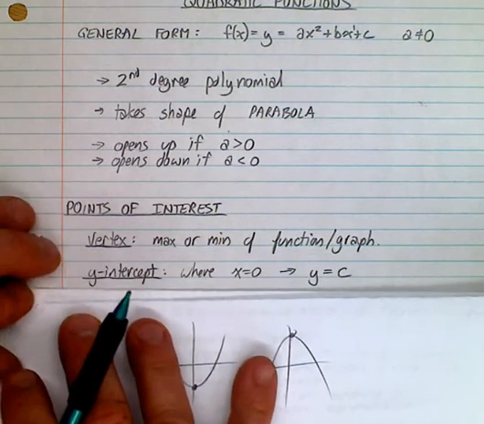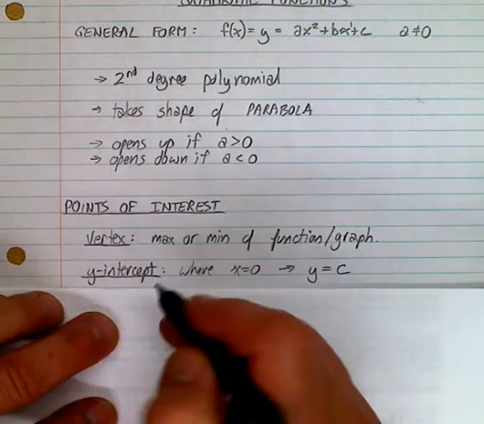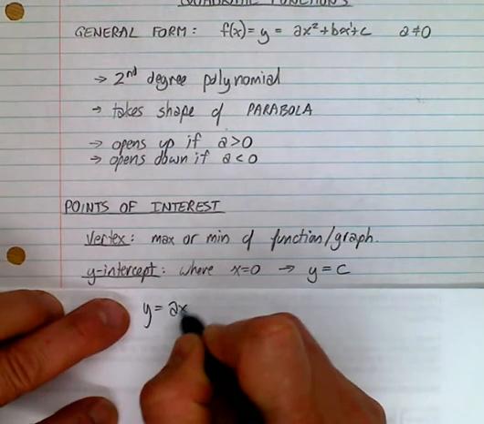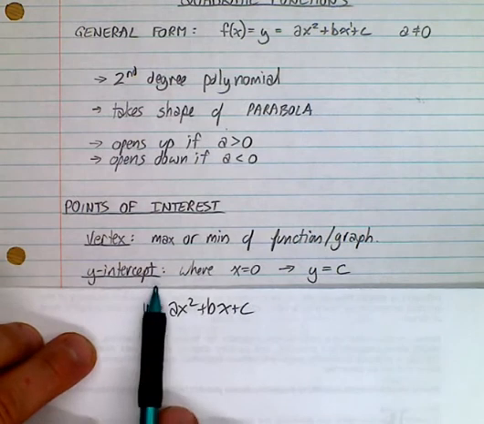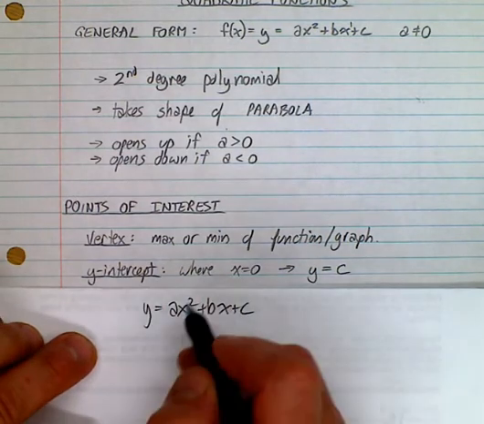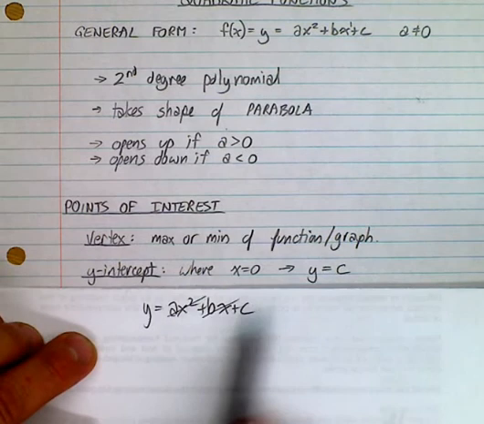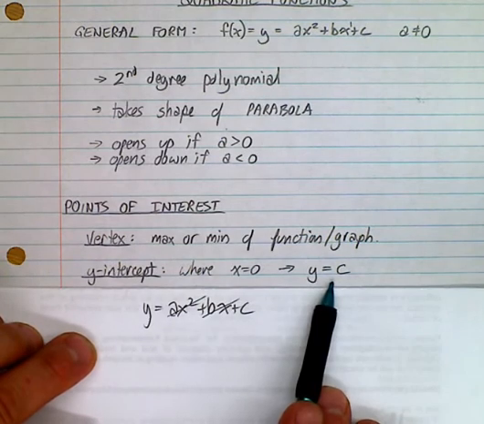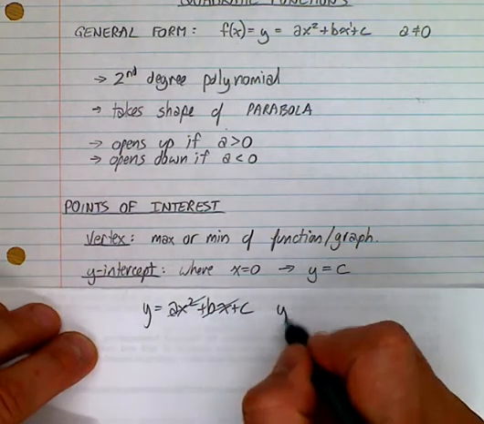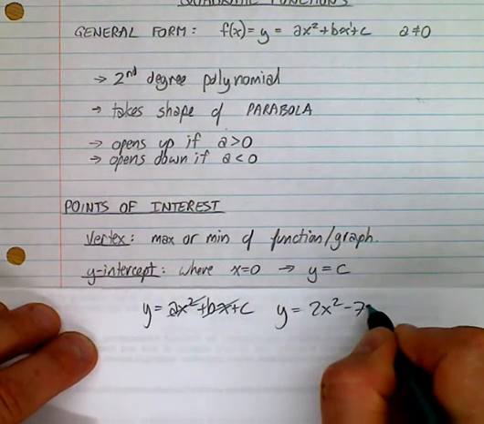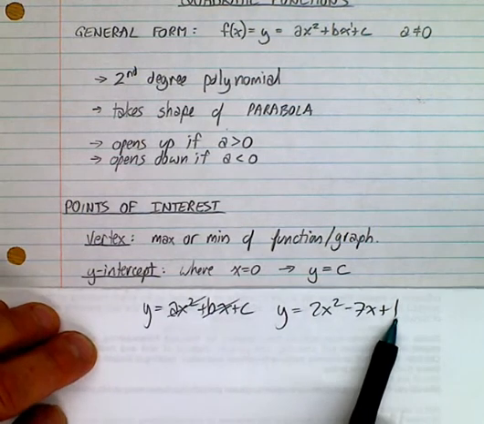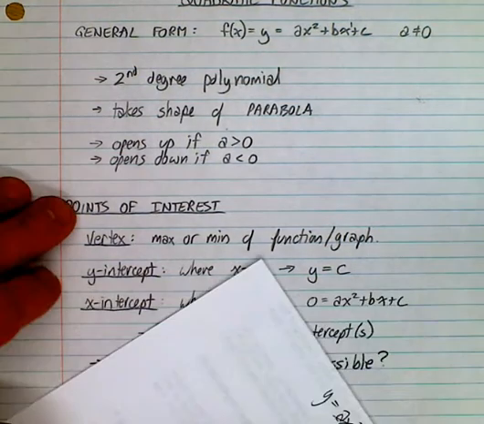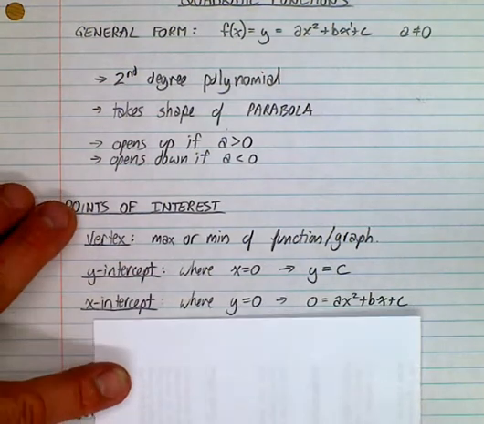Y-intercept. Notice that if you have a function here, ax squared plus bx plus c, your y-intercept is where x is 0. So if x was 0, that's gone, and you simply have y is equal to c. Okay, so that's the easiest way to find the y-intercept. For an example here, 2x squared minus 7x plus 1, you know it crosses the y-axis at 1. All right? Now, the x-intercept is where y is equal to 0.